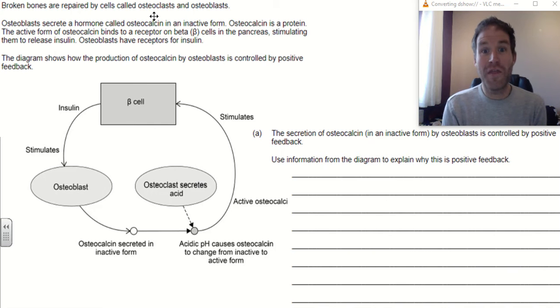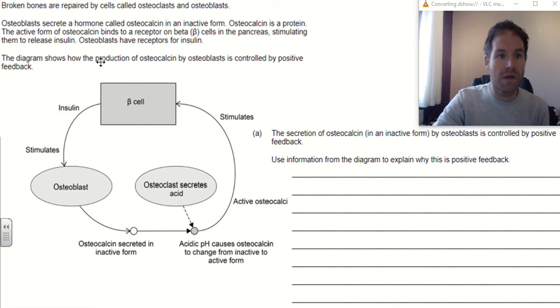Hi, this video goes through some exam questions on homeostasis, specifically the homeostasis and control mechanisms for glucose concentration in the blood. Okay, so this first question reads like this.